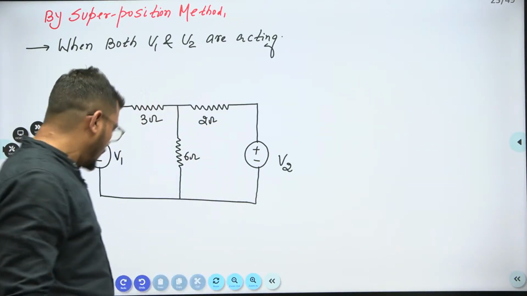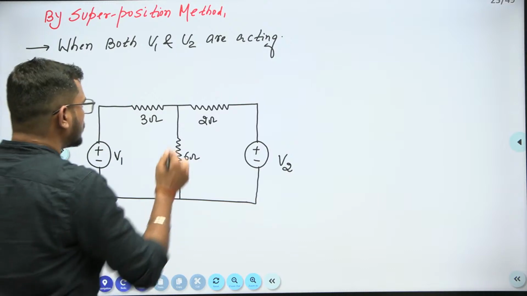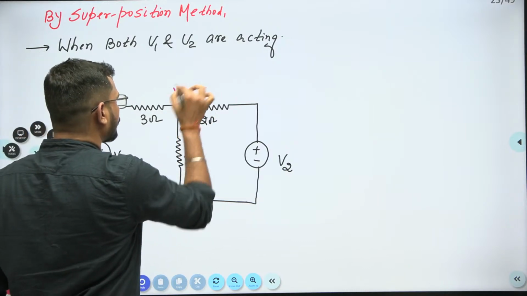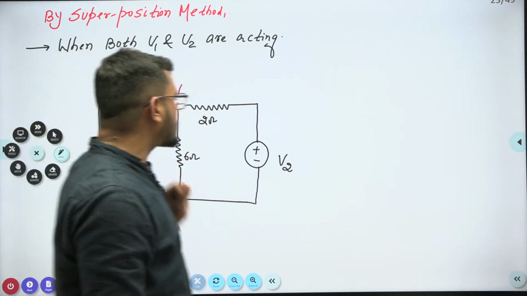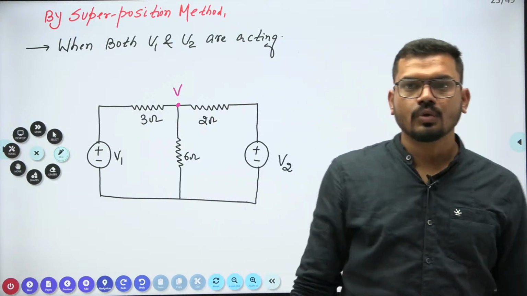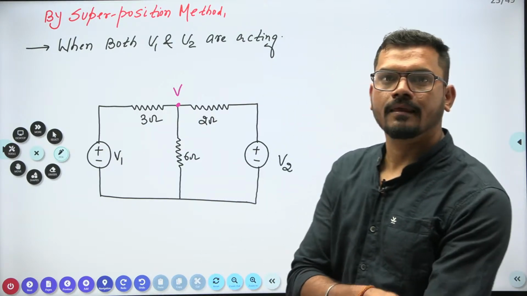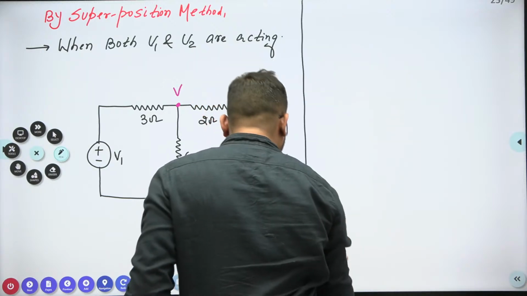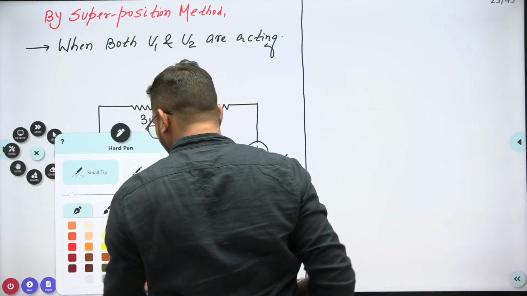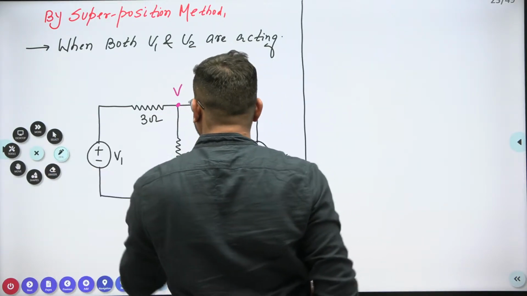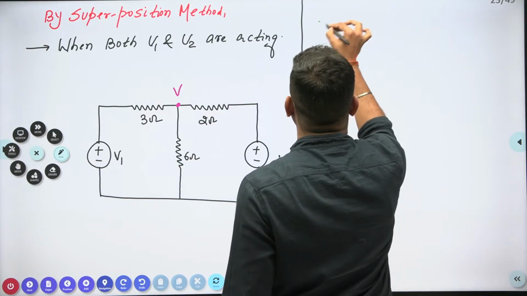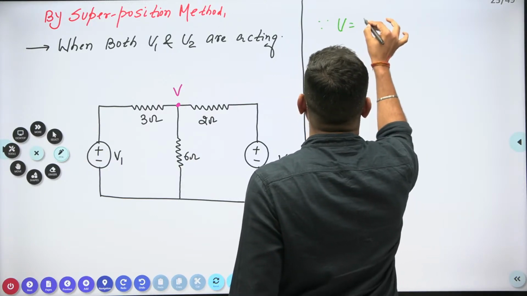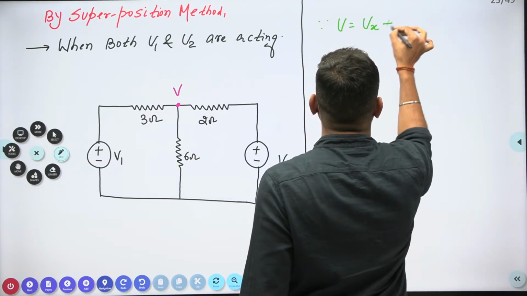Now, if I ask you to tell me the value of this voltage V, what is the value of V? Simply, by the superposition law, we can say V is nothing but Vx plus Vy.